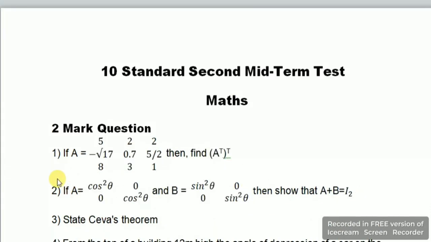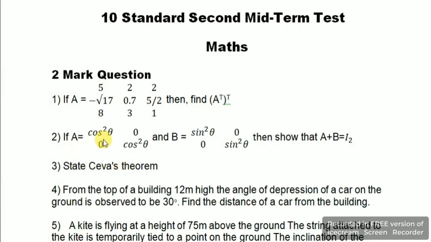First question, if A equal to matrix of 5 2 2 minus root 17 0.7 5 by 2 8 3 1, then find A transpose of transpose. Second question, if A equal to cos square theta 0 0 cos square theta and B equal to sin square theta 0 0 sin square theta, then show that A plus B equal to I2. Third question, state Thales' theorem.